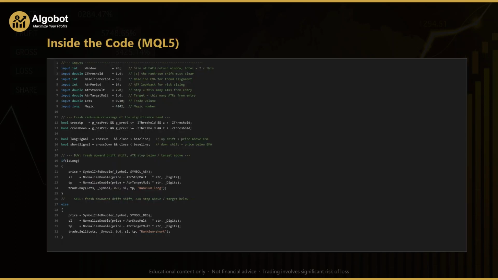Let's read through the MetaEditor code on screen. At the top are the input parameters. Window sets the size of each return window, defaulting to 20, so the total sample is 40. ZThreshold is the z-score the rank sum shift must clear to count as significant, defaulting to 1.6.